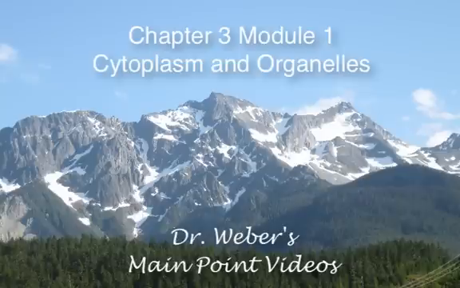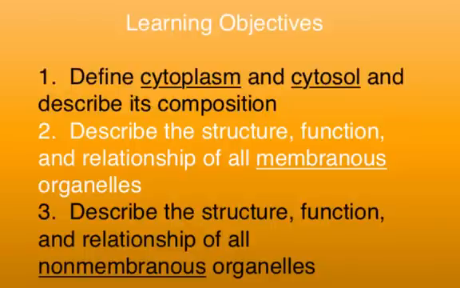This is Chapter 3, Module 1, Cytoplasm and Organelles of the Animal Cell. The learning objectives of this module are: 1. Define cytoplasm and cytosol and describe its composition. 2. Describe the structure, function, and relationship of all membranous cell organelles. And 3. Describe the structure, function, and relationship of all non-membranous cell organelles.